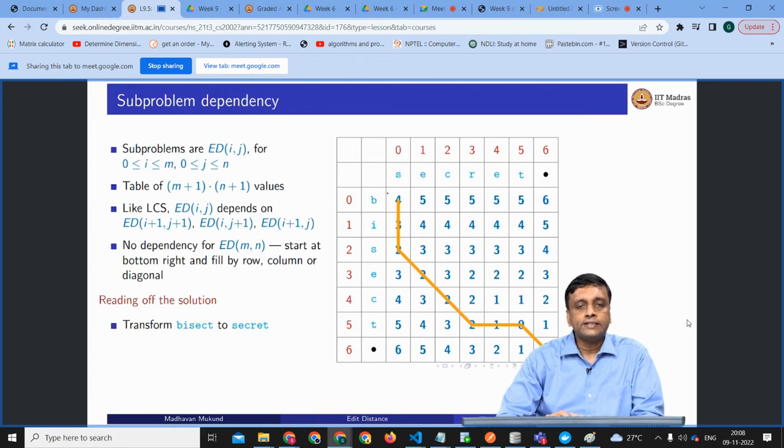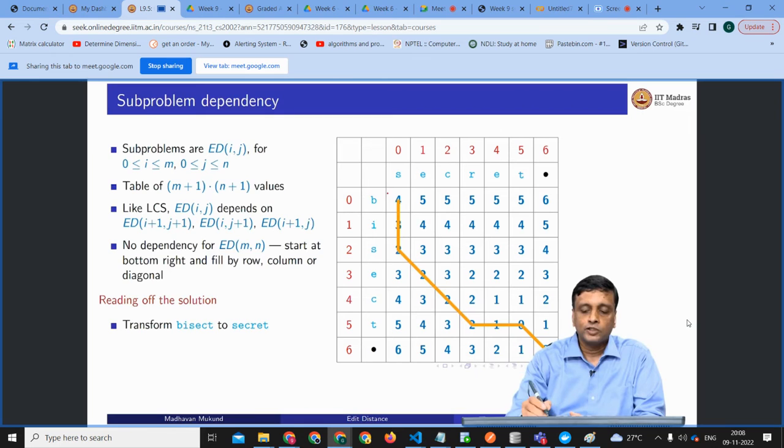Well, as before, we can trace the path of how each entry in our table was made, right? So this 4 came as the minimum because this is an S and a B. This 4 came as the minimum of 3, 4, 5 plus 1. So we can say that this came from here.